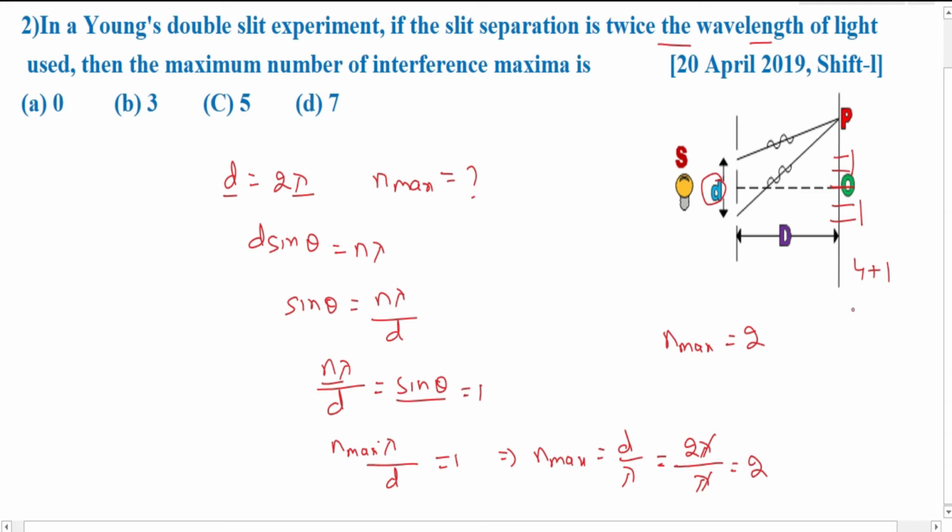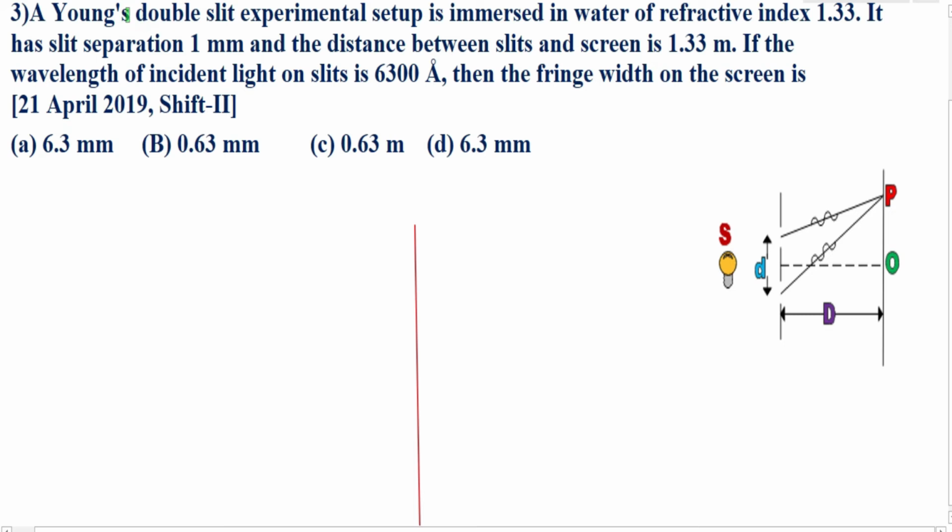Now let us move to our next sum. Our next question is: a Young's double slit experimental setup is immersed in water of refractive index 1.33. It has slit separation 1 millimeter and the distance between the slit and the screen is 1.33 meters.